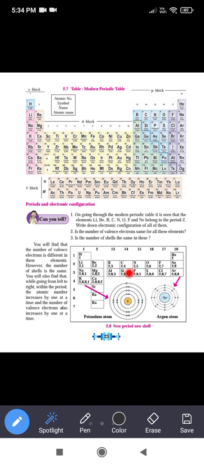And carbon, its atomic number is 6. That's why its electronic configuration is 2, 4. Atomic number of nitrogen is 7, so its electronic configuration is 2, 5. And the next element is oxygen. Its electronic configuration is 2, 6. Next one is fluorine. Its electronic configuration is 2, 7. And after that there is neon. Its electronic configuration is 2, 8.